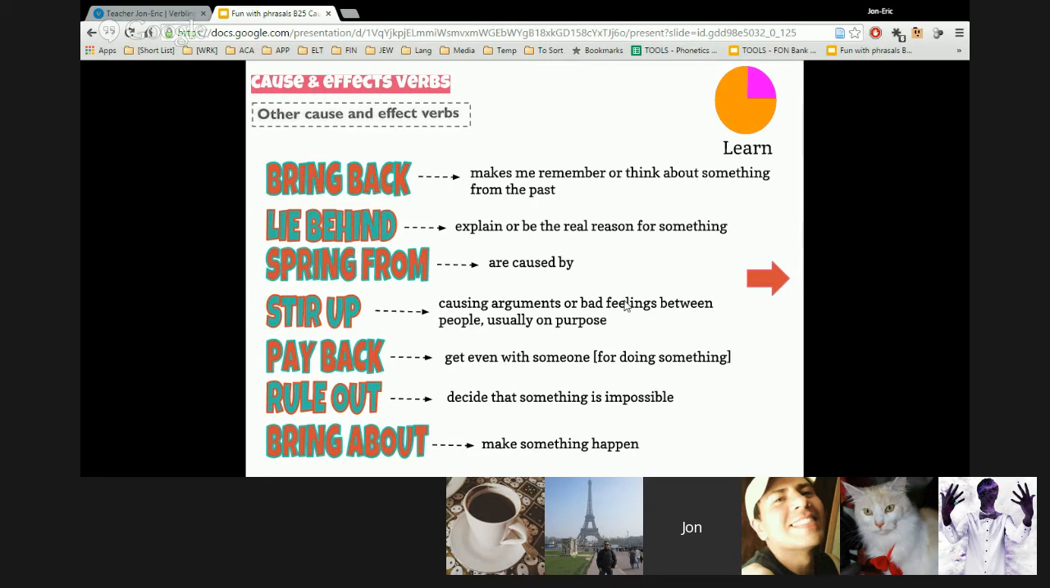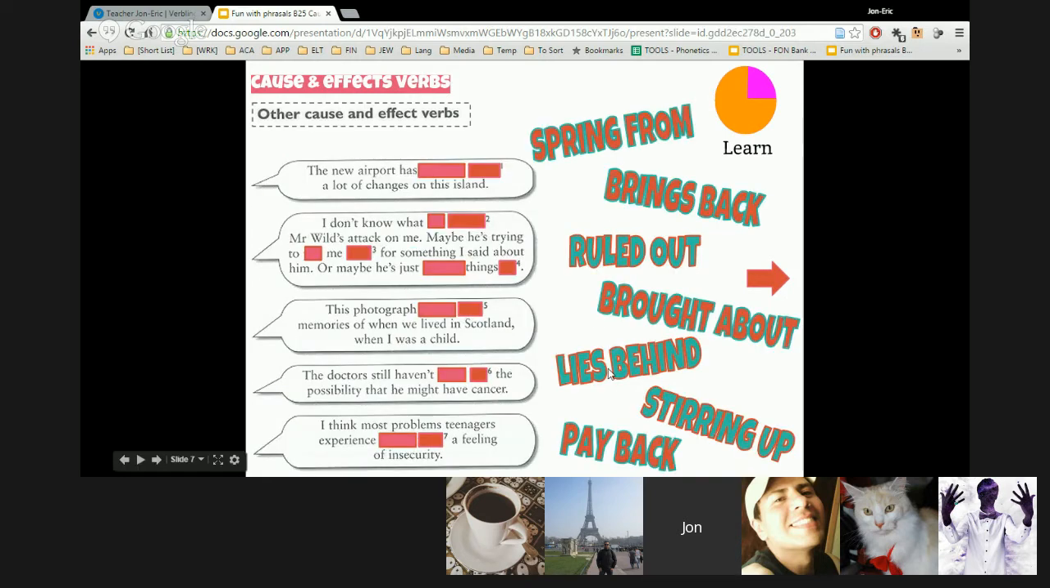Lie behind. Right? And here, the verb is already conjugated for you because it's the third person. So let's read the sentence as it should be. Lies behind. Let's hear how it sounds. I don't know what lies behind Mr. Wilde's attack on me. Maybe he's trying to blank me.